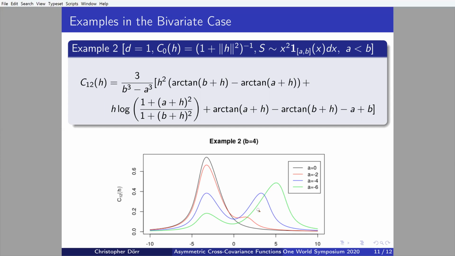So the bottom line from this example is that we can capture very different asymmetric dependent structures on the secondary diagonal with just these two additional parameters a and b.